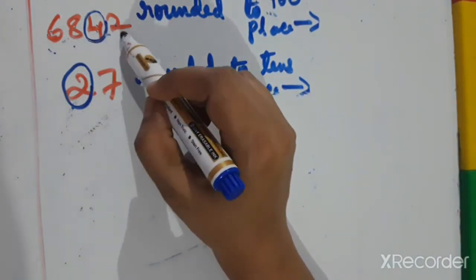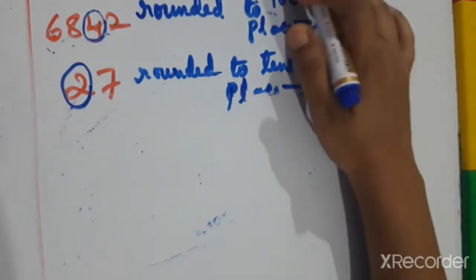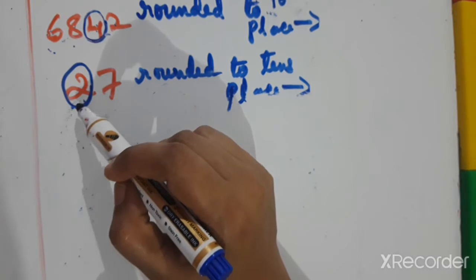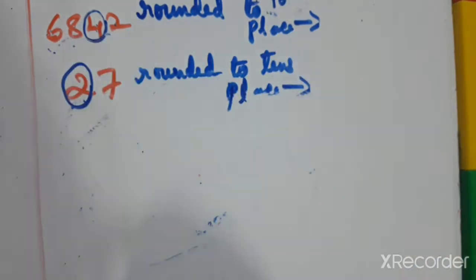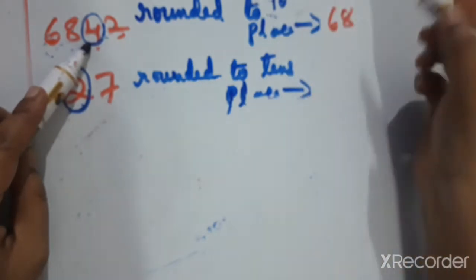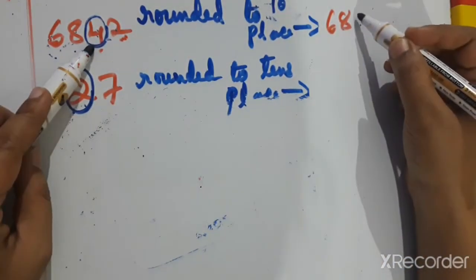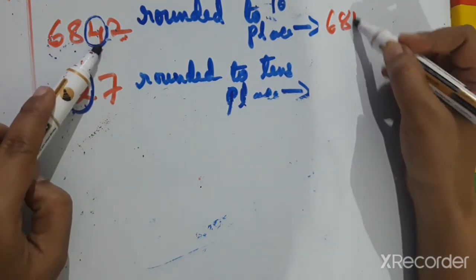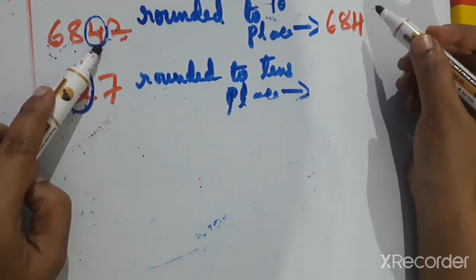6842. I am rounding off to the tens place. 68 remains the same as it is, because it comes before the digit we are rounding. The circled digit is being rounded, so we have to check the next number. If the next number is 5 or greater, then 1 is added. Here it is 2, so it can't help. So 4 also remains the same, no change, no help from his friend.